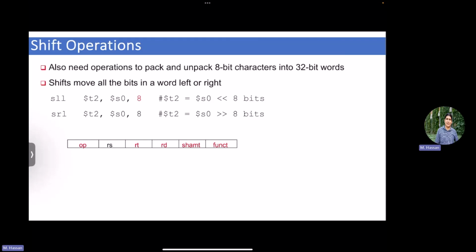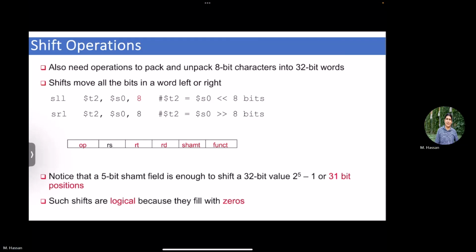1, 1, and 3 zeros. Why is that the case? Because I'm taking the shift amount and making it 2 to the power. So if it's basically 3, I'm going to shift by 2 to the power 3, which means 8. Right? See the point? So here, a 5-bit shift amount is enough to shift 32 bits. The value is simply 2 to the power 5, 31 positions.